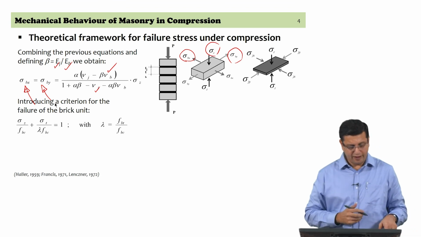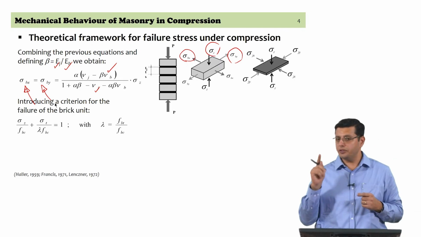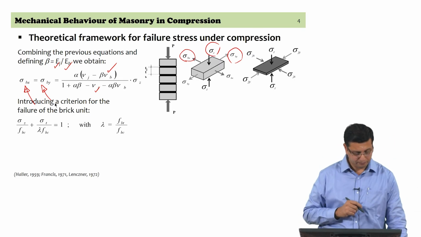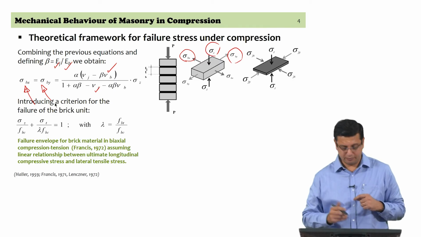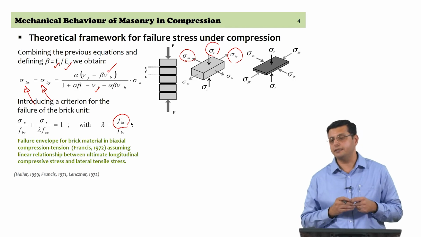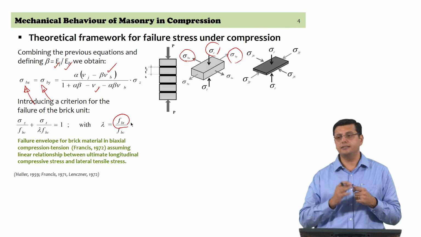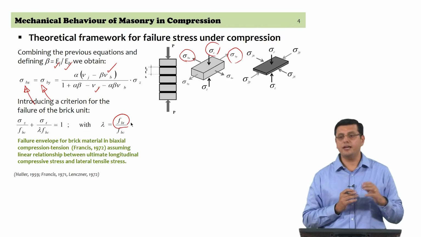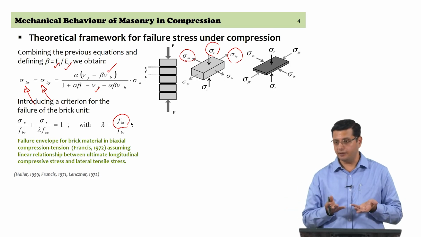So, if FBC is the compressive strength of the unit, the uniaxial compressive strength of the unit, and FBT is the uniaxial tensile strength of the unit. If you were to do a direct tension test and get the tensile strength of the unit, you do a uniaxial compression test, flatwise compression test on the brick unit, you get FBC.